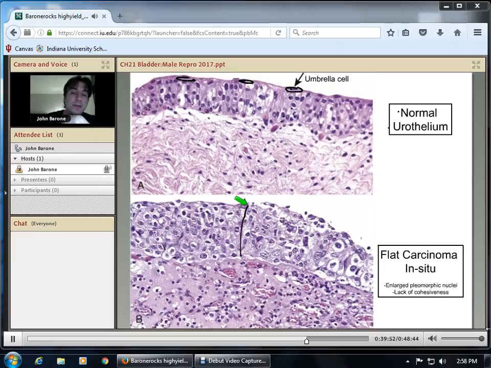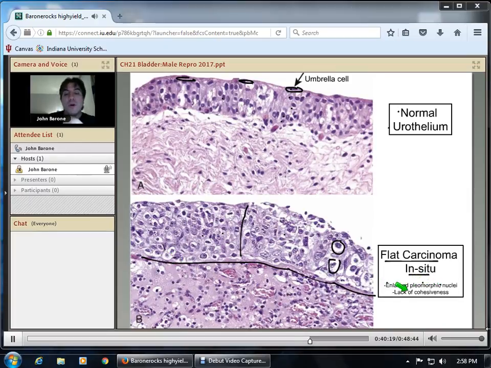Now look at this, much thicker, a lot more layers. And look at the nuclei. They're bigger than they are here. They're bigger and more atypical. Notice that the spaces around the cells, they're not sticking together. They're kind of discohesive. So this is called flat carcinoma in situ. Look, in situ, basement membrane, no invasion here. In situ, local therapy, all good.